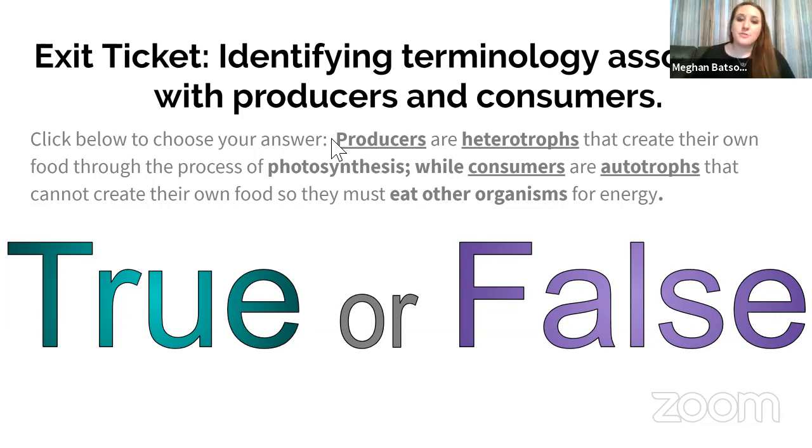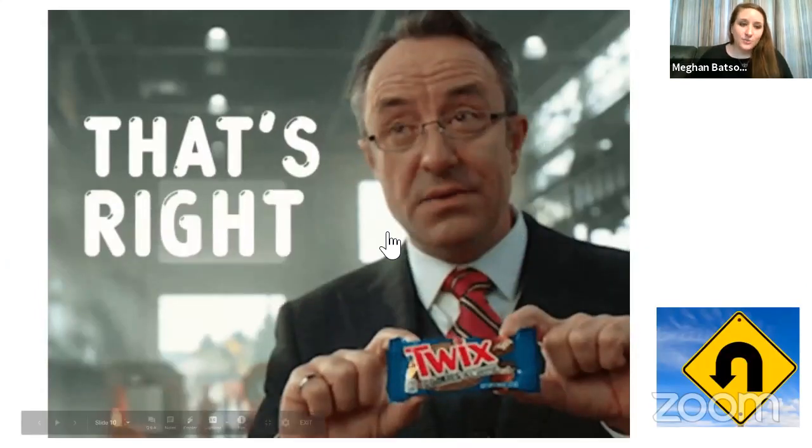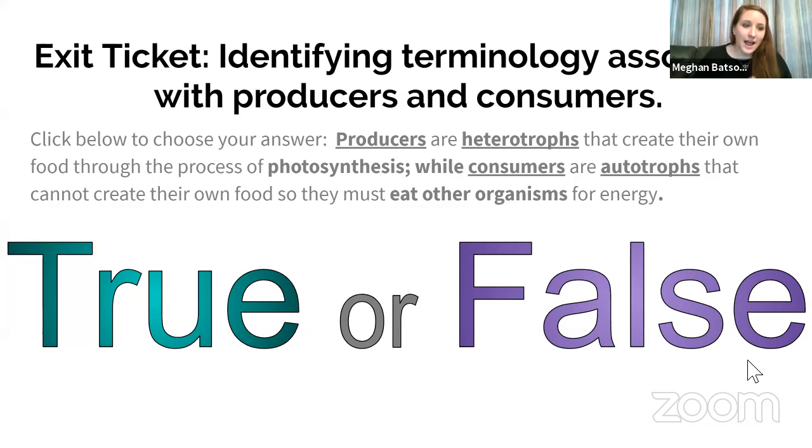But maybe you go through and you have the student who says producers are heterotrophs. No way, Miss Batson, that's not right. They're autotrophs. They automatically make their own food. So I know that that's false. And then it'll take them right away to a screen that says that's right. And it's just a great way to interact with your students, even though it's a slide.